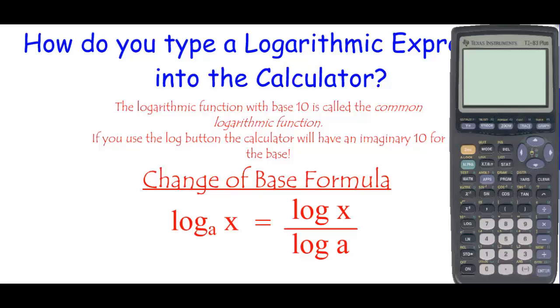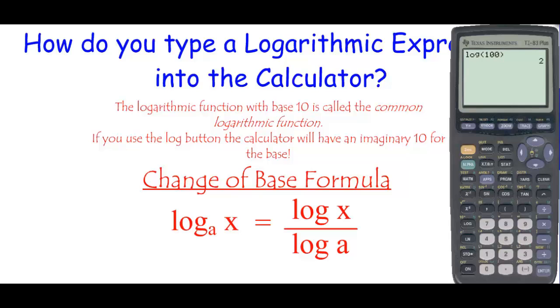When we actually hit log, turn this on, I can type in numbers. However, it doesn't give us the option to put that little base number. It's because the calculator has what's called the common logarithmic function. It has an imaginary 10 here. So most of our problems have a base other than 10. Let me just show you how this works. If I put in log of 100, I should get an answer of 2.